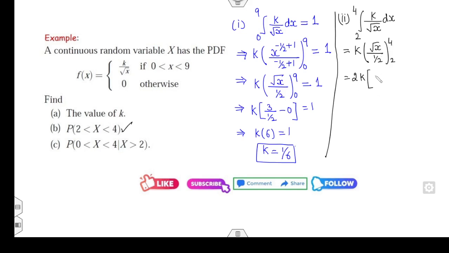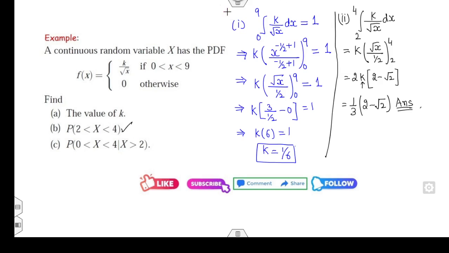Now if you substitute 4, it's my 2, and then it is my root 2. Substitute the value of k. K is 1 over 6. Answer is 1 over 3 times 2 minus root 2, which is the right answer of the problem. Look at the third part.